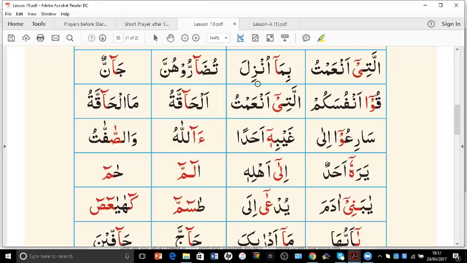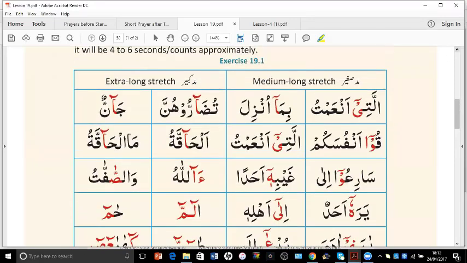Okay, stay with me. Let's do this next one here. We're going to work down this exercise, doing the medium long stretch. Here is an alif madda, normally 2 seconds, but this symbol here is telling us we're going to stretch it for at least 3 seconds. Bima.